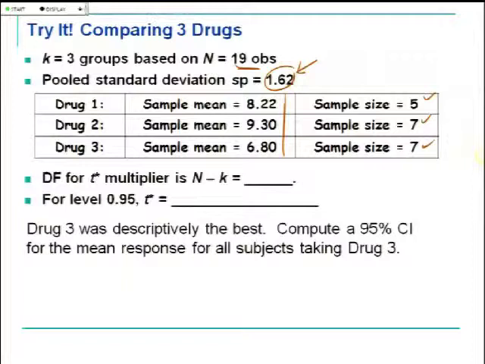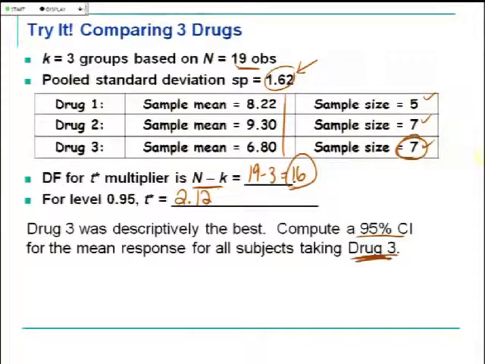So now we can look up a better multiplier using our full degrees of freedom. Even though we're going to do a confidence interval just for drug 3, which only had 7 people in it, I get to use still 19 minus the 3 groups, or 16 degrees of freedom, instead of just 6. So I can look up that multiplier, which will be a smaller t star, and therefore a more precise interval. So a multiplier when I have 16 degrees of freedom and 95% level of confidence is going to be a 2.12, instead of being much larger, like almost 2.5, if we had used only 6 degrees of freedom. So that's going to be a better multiplier.